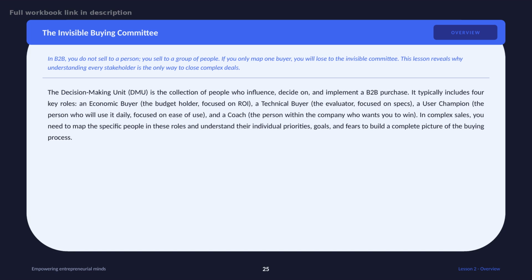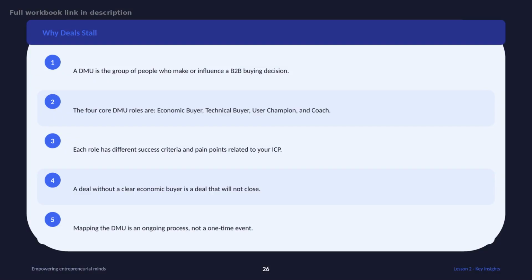In a complex sale, you need the real names behind these roles, along with their individual priorities, goals, and fears, not just the labels. First, a DMU is the whole group of people who make or influence a B2B buying decision, not just the one you've been emailing.